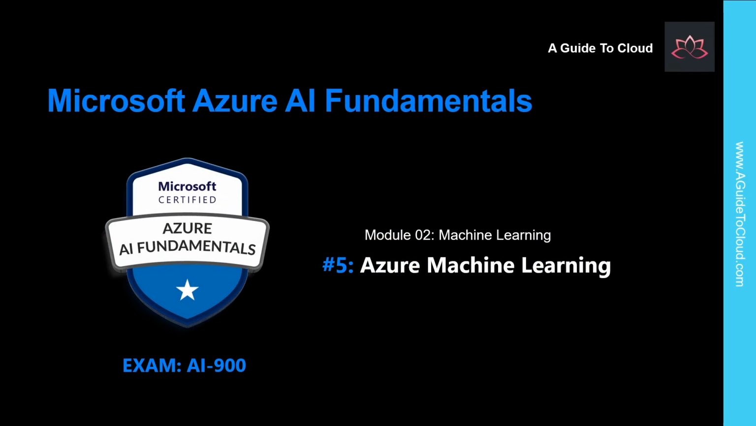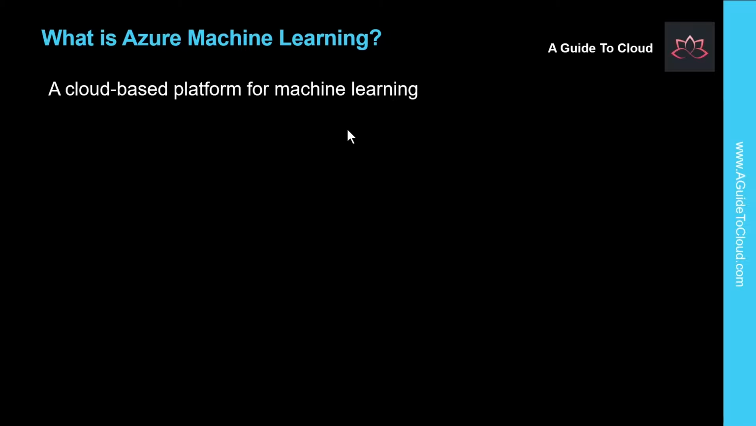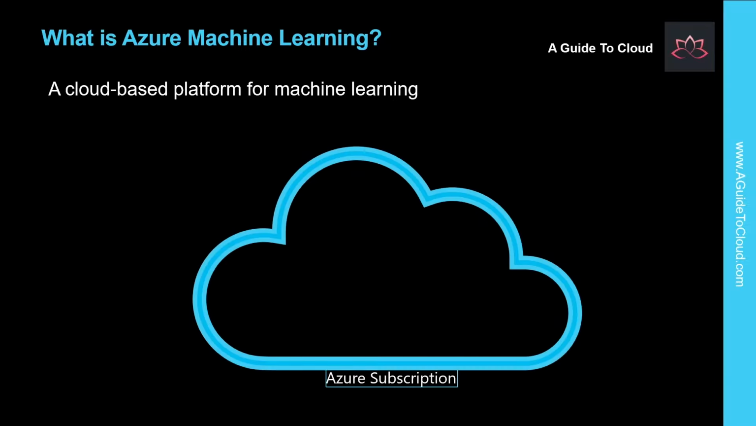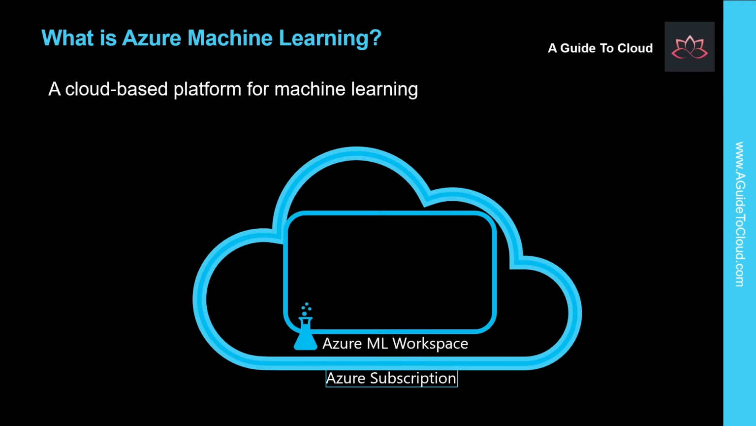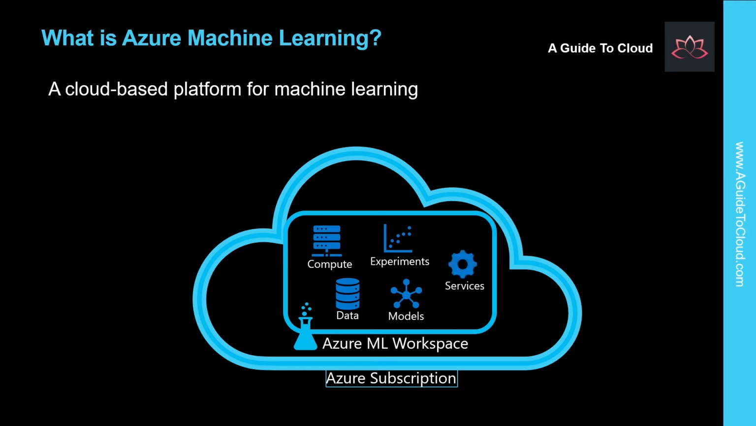So that concludes the first lesson of machine learning. In the next lesson, we're going to talk about Azure Machine Learning. So what is Azure Machine Learning? Microsoft Azure provides the Azure Machine Learning Service, a cloud-based platform for creating, managing, and publishing machine learning models. Azure Machine Learning provides features like automated machine learning, data and compute management, pipelines, Azure Machine Learning Designer, etc.